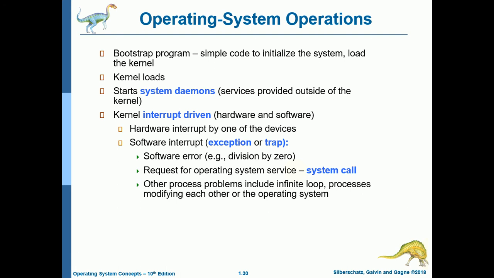For a software interrupt, it can be an error, such as division by zero. Division by zero in mathematics is undefined because you cannot divide anything by nothing. And then next is a request for operating system service, what we call the system call. Other process problems include infinite loops, and processes modifying each other or the operating system.